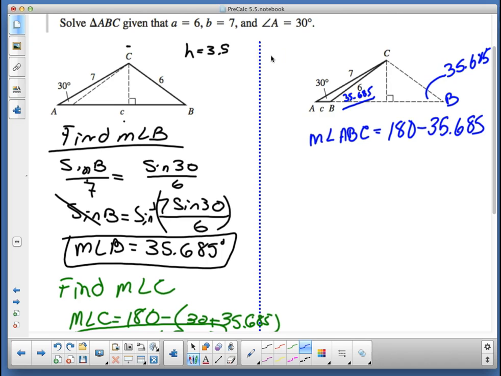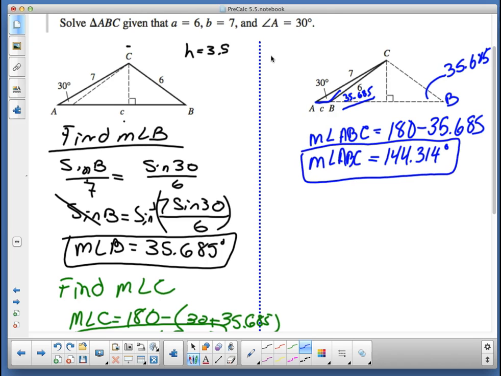Minus 35.685, okay? And I've got that going on, and I'm looking at the idea that the measure of angle ABC here is going to be, and I'm finding this angle right in here, 144.314. And that's my measure of angle ABC. Any questions on how I determined it? Okay. Yeah.